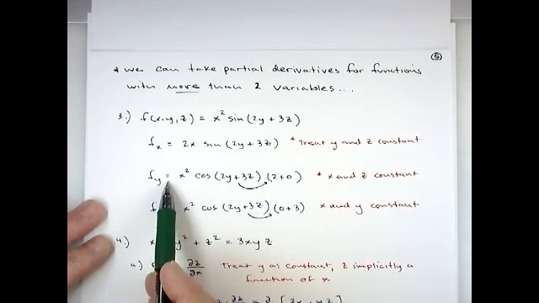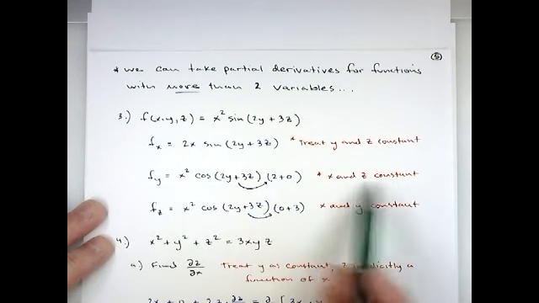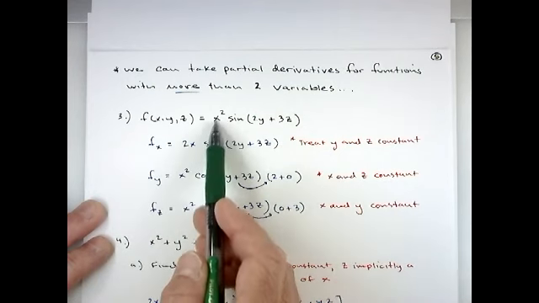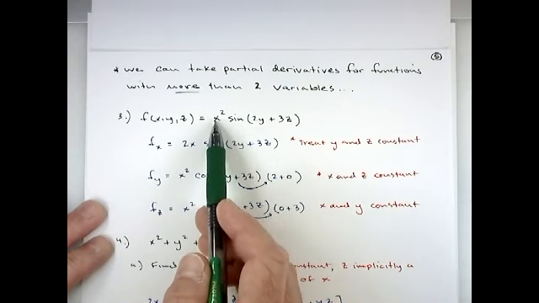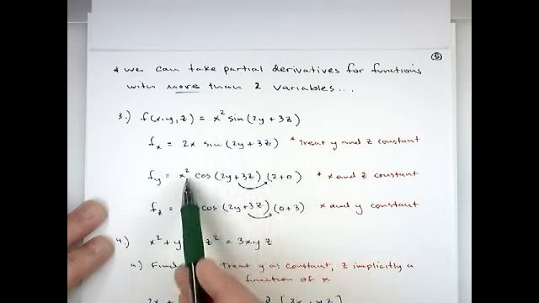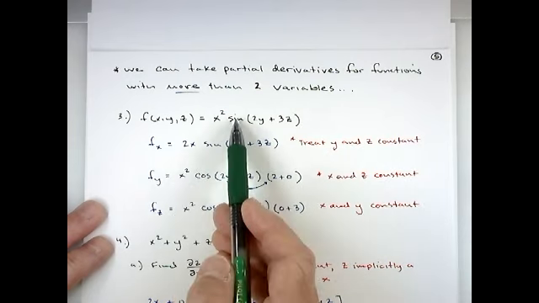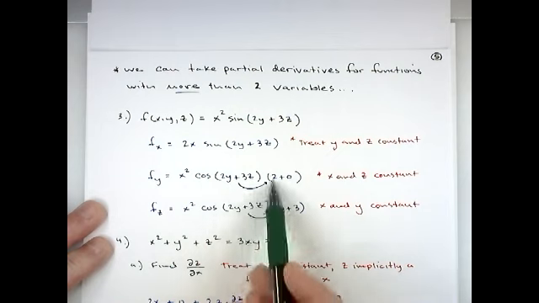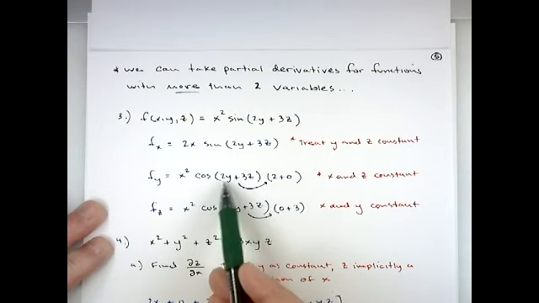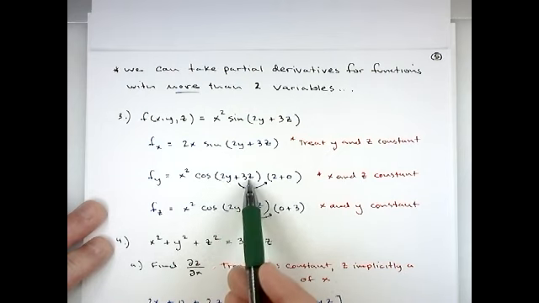For f sub y, now x and z are constant. So the x squared's constant, the z's constant. So how do we take the derivative when you have a constant times the sine? The constant just comes down. The derivative of sine of stuff is cosine of stuff. The partial derivative of the inside with respect to y would be 2 here and 0 there.